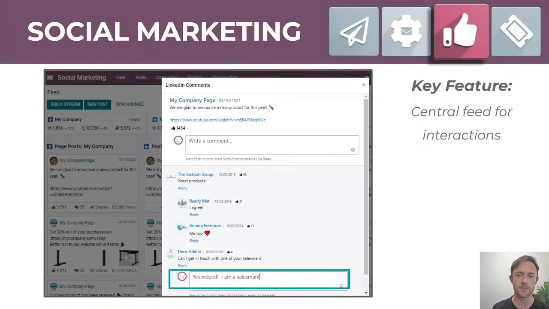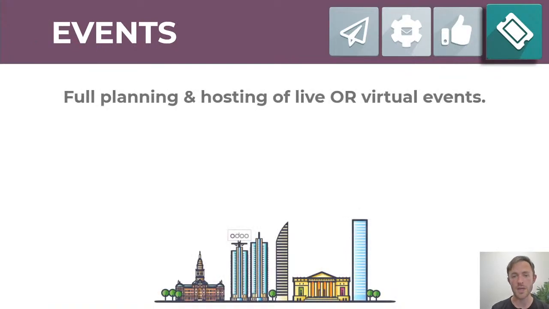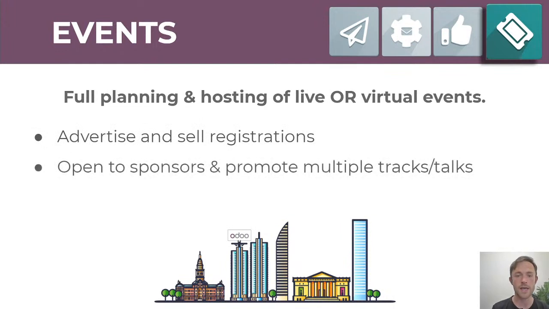The last marketing app is Events, which we actually use to arrange this particular scheduled webinar. So it's for planning and hosting of traditional live events like face-to-face trade shows, that kind of thing, or online events. First, you can advertise and you can sell the registration tickets just like you would with any e-commerce product. And if you want, you can collect sponsors and you can have different speakers and split the event into a full agenda with a bunch of different parts to it.